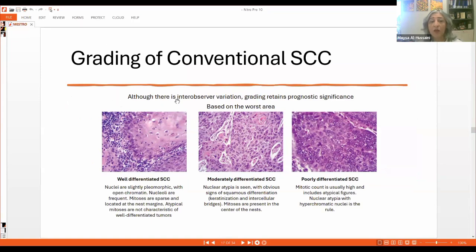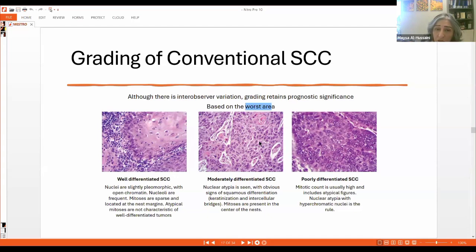It is acknowledged that there is inter-observer variation between different pathologists when assigning a grade. However, it remains an important prognostic feature that should be mentioned in the pathology report, and we assign the grade according to the worst area that we have within the tumor. The well-differentiated squamous cell carcinoma simply looks like the usual squamous epithelium, easily diagnosed once we have the protruding tongues into the subepithelial connective tissue.